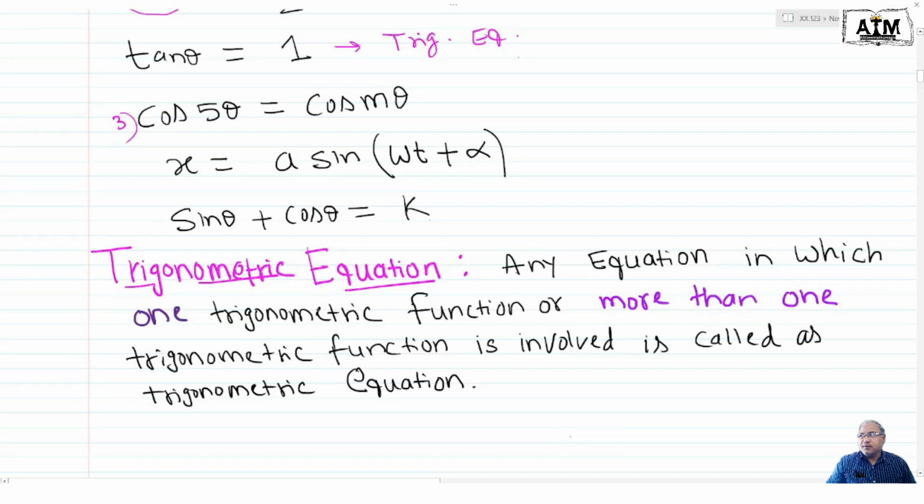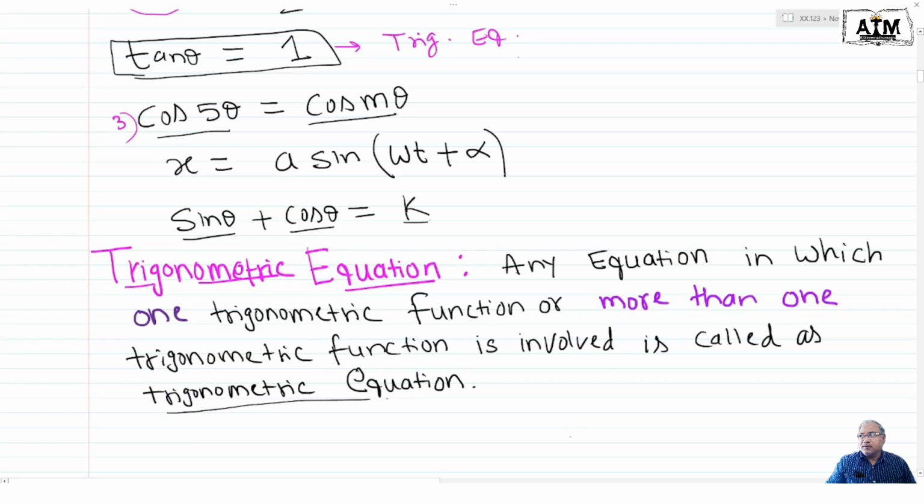So what is a trigonometric equation? Any equation in which one trigonometric function is involved, such as tan theta equals 1, or more than one trigonometric function, for example cos p theta equals cos m theta, or sin theta plus cos theta equals 1. In these there are two functions involved. So any equation in which one or more than one trigonometric function is involved is called a trigonometric equation.